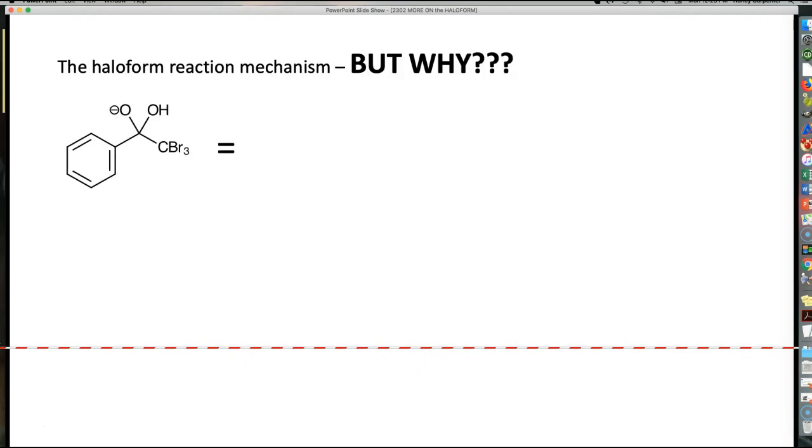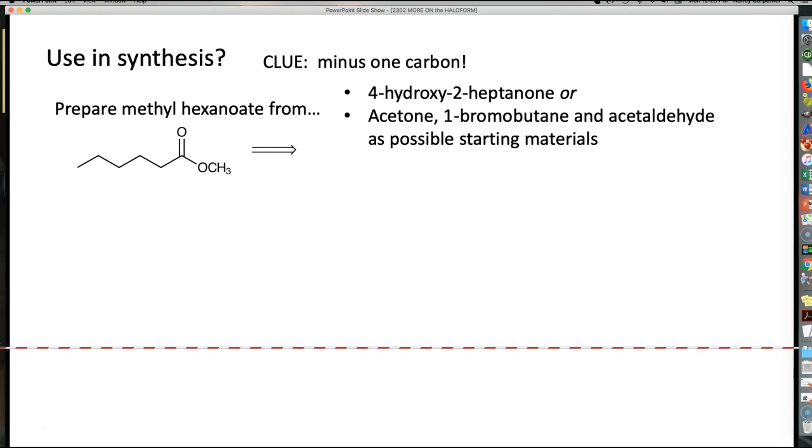So the "but why" is what we've already talked about. It's a stable leaving group. So if you're wanting to stick around for another few minutes, we'll do this example of how you could actually use the haloform reaction in a synthesis. Typically speaking, we don't want to lose carbons and throw them away in a synthesis. That's not green chemistry. That's not good atom economy.